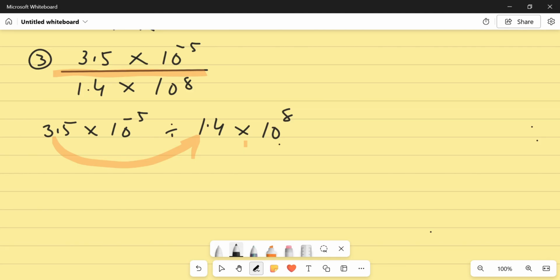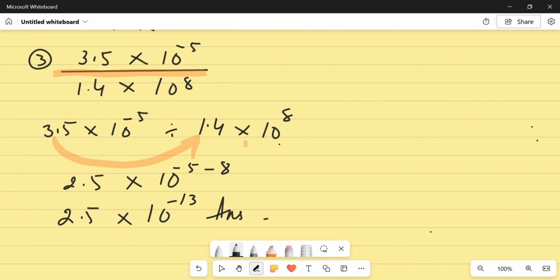So I'm doing it directly. 2.5 times 10, so minus 5 and minus 8. Why minus? Because it's a division question. So 2.5 multiplied by 10 to the power minus 13. This is the answer.